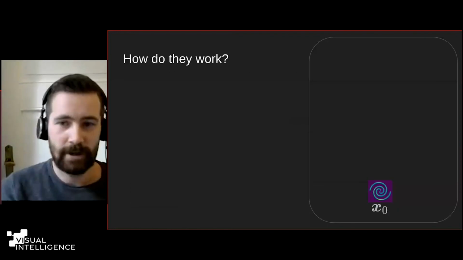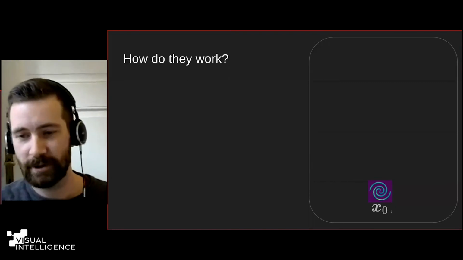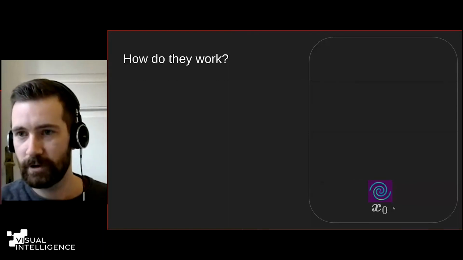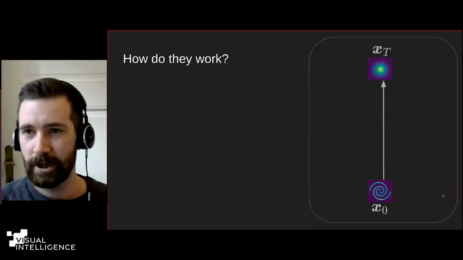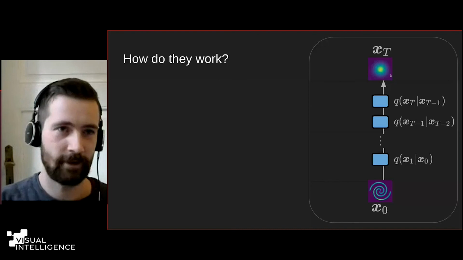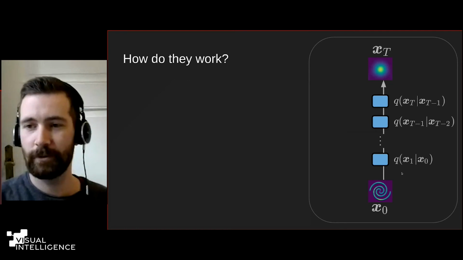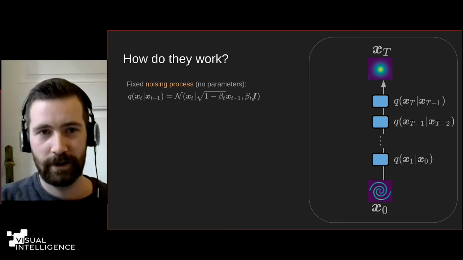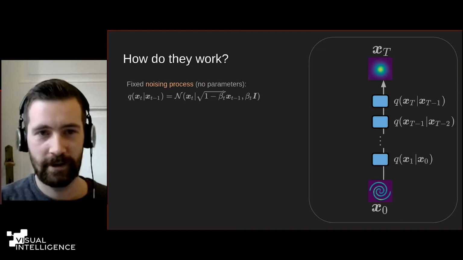So the question is, how do they work? So down here you have your data distribution. So here you really have some samples, some images, and then you want to transport that to some Gaussian up here, and the way you do it is using T steps. So T is typically something like 1,000 or a few thousand, and at each step you do a very simple transformation. You add a little bit of Gaussian noise. So it's really just a noising process. And there are no learnable parameters in this part.